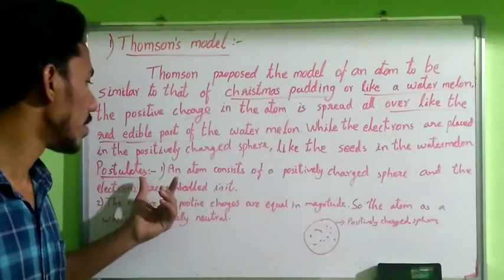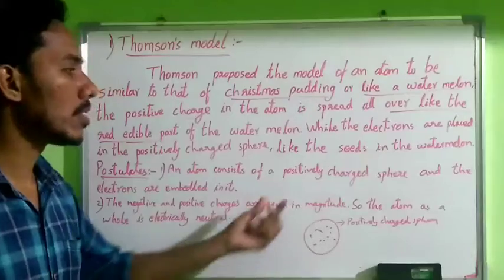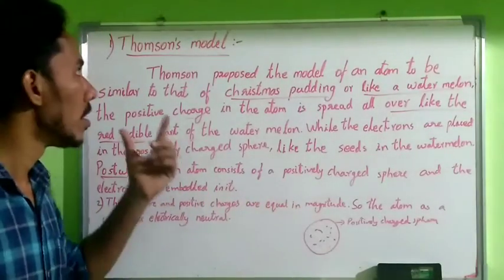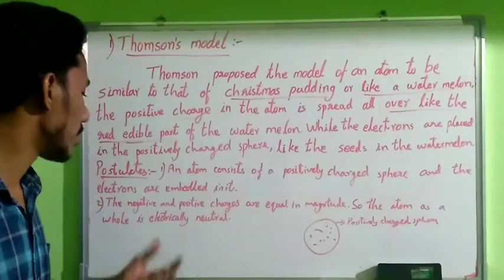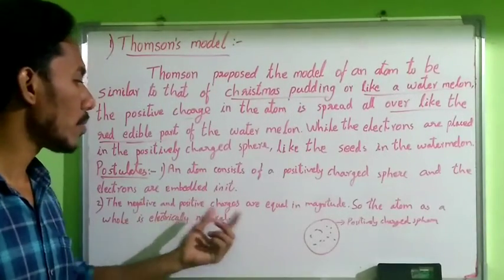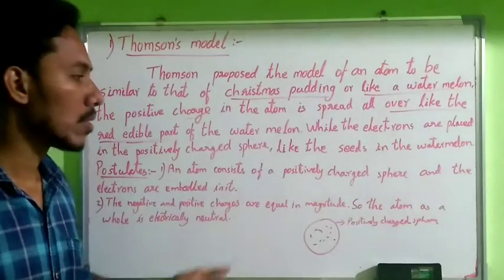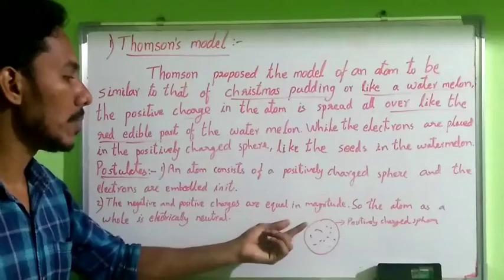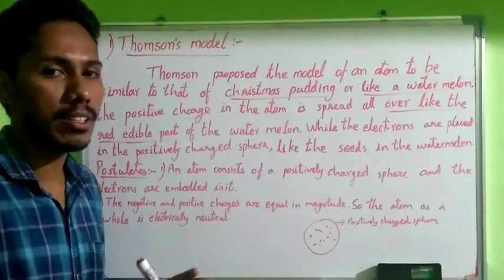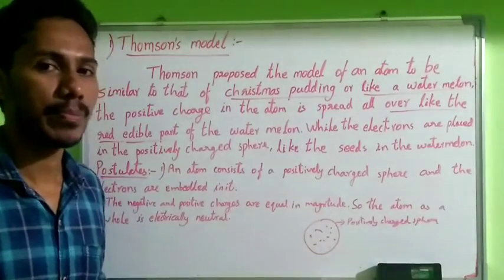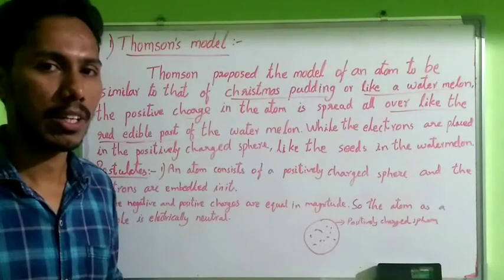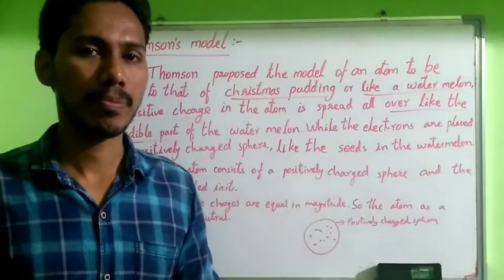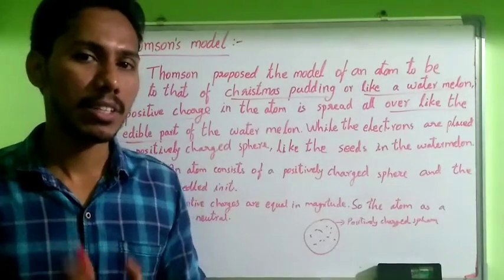The postulates: an atom consists of a positively charged sphere and the electrons are embedded in it. That is the first postulate of Thomson's theory. Then, the negative and positive charges are equal in magnitude, so the atom as a whole is electrically neutral. The positive and negative charges cancel, and the atom is neutral. That is Thomson's theory about the structure of an atom.